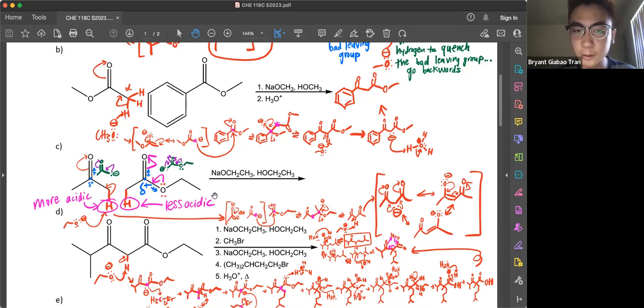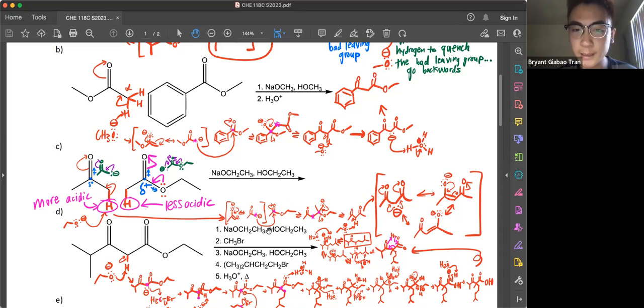more electrophilic carbon. So we have two electrophiles here. We have this carbon double bonded to the oxygen in the ketone. We also have the carbon double bonded to oxygen in the ester, but the carbonyl carbon of the ester is more electrophilic because we have two oxygens bonded to that carbon, withdrawing more electrons, making this carbon more electrophilic than the carbonyl carbon of the ketone.